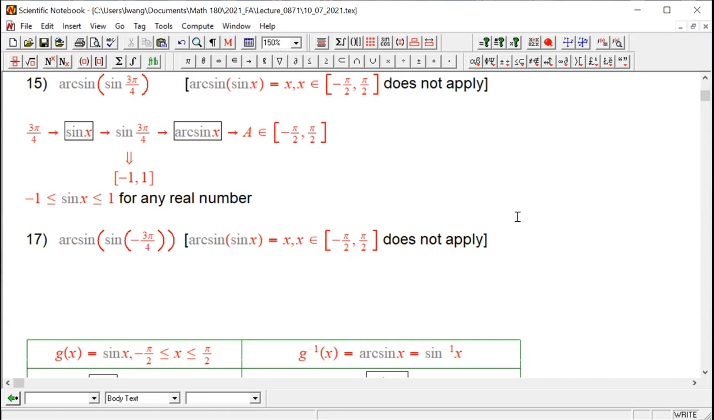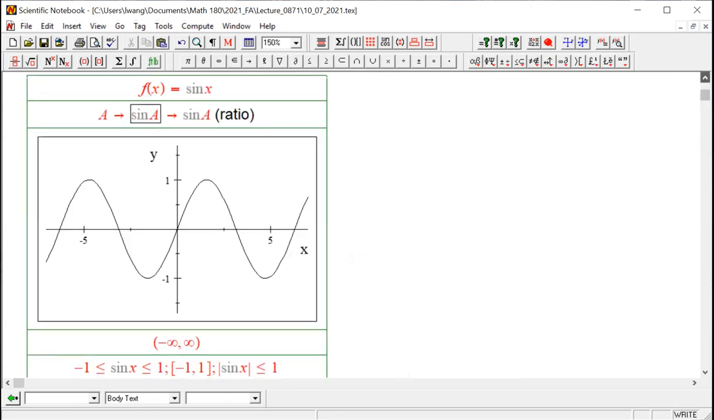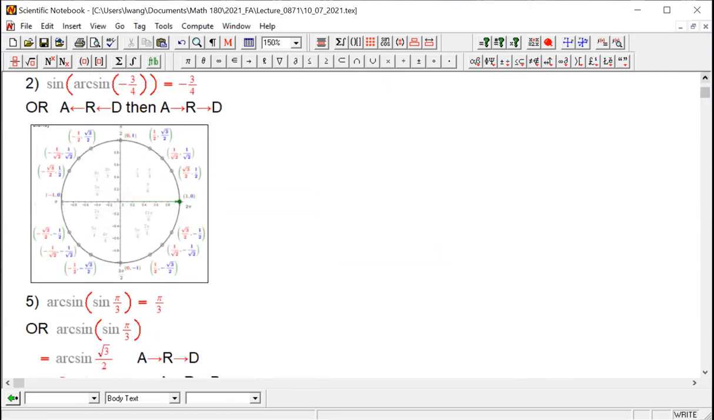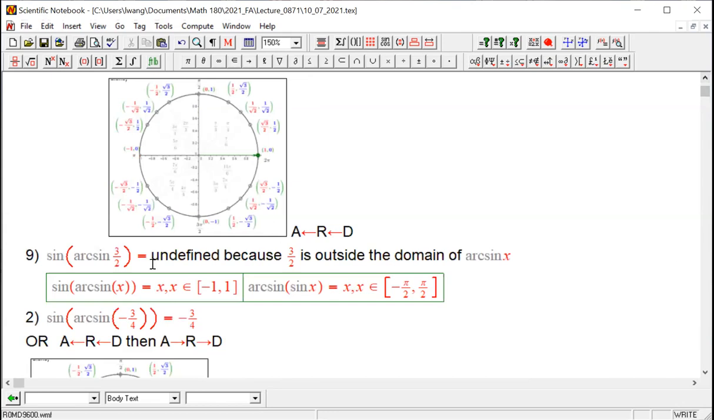I'm confused why you put it doesn't apply, and then in the previous example, didn't we put it was undefined for one of them when it was outside of the domain? Which one? Number 9. Number 9, 3/2 is outside the domain of ArcSine.